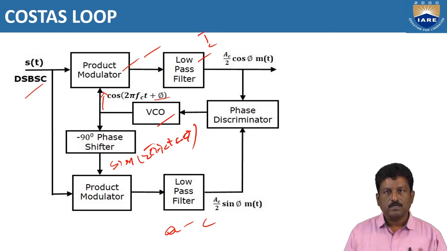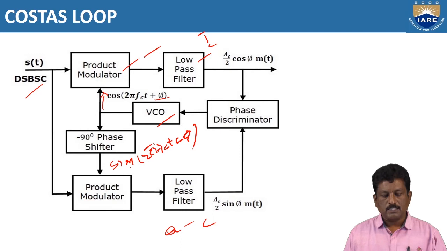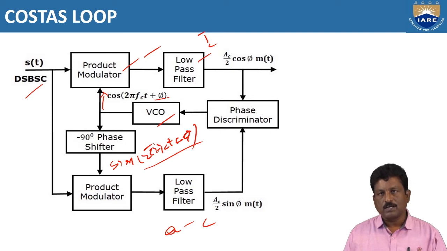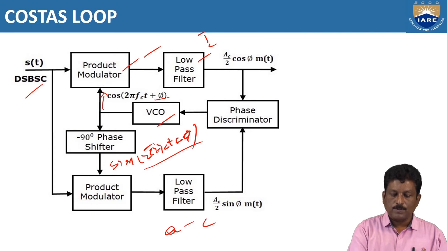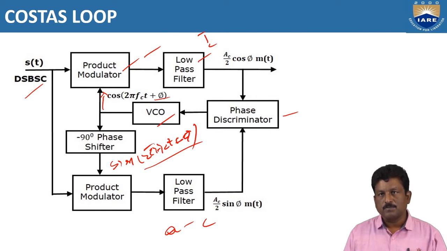The only difference you have to observe is that the carrier signal generated by the local oscillator is given directly to the I channel, the upper channel, and it passes through the minus 90 degree phase shifter for the other channel. So we get sin(2 pi fc t plus phi) after the shifting operation. The remaining components will be the same: product modulator, low pass filter. With this there is an additional component, the phase discriminator. Based on the arrangement of the phase discrimination, we can fix to a fixed value.